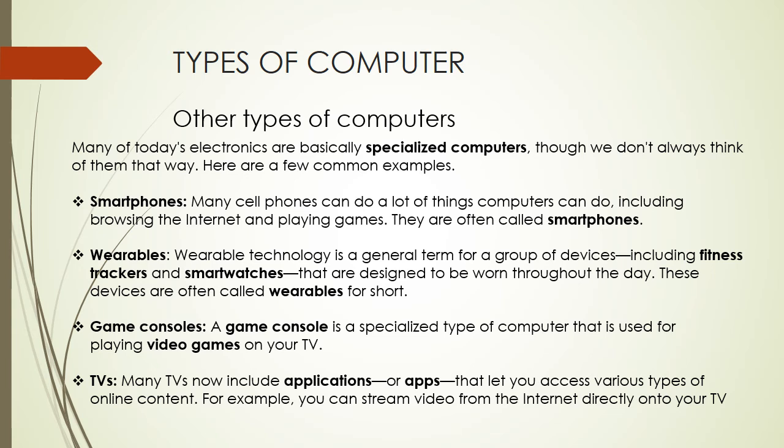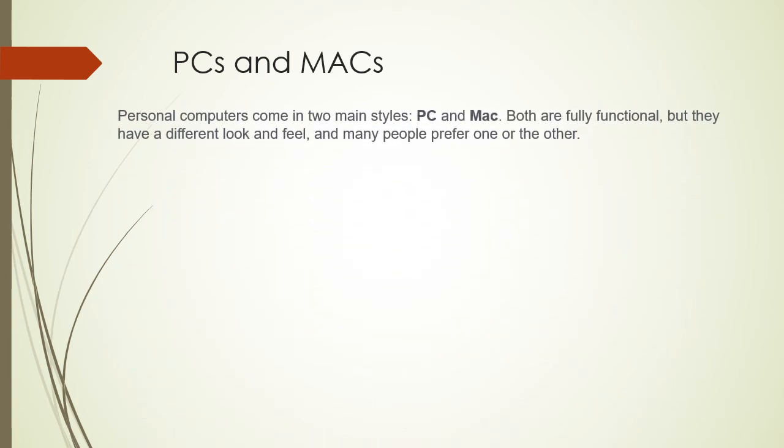Remember we mentioned that most times when people hear about computer, the first thing that comes to their mind are PCs, which are personal computers. We are now going to discuss the two types of personal computers that we have majorly in the world today. We have two types of personal computers, the PCs and the Mac. The PCs and the Mac are both functional. They do basically the same thing, but they have different look and feel, and many people have their choices. Some prefer the PC and some prefer the Mac.